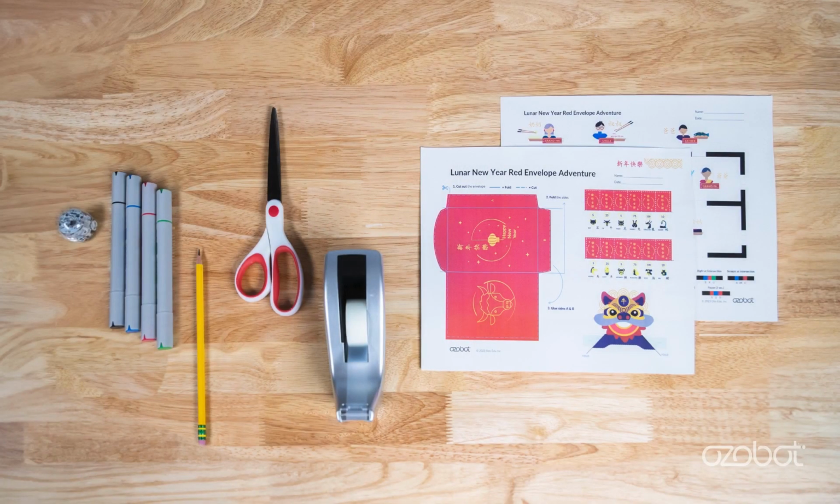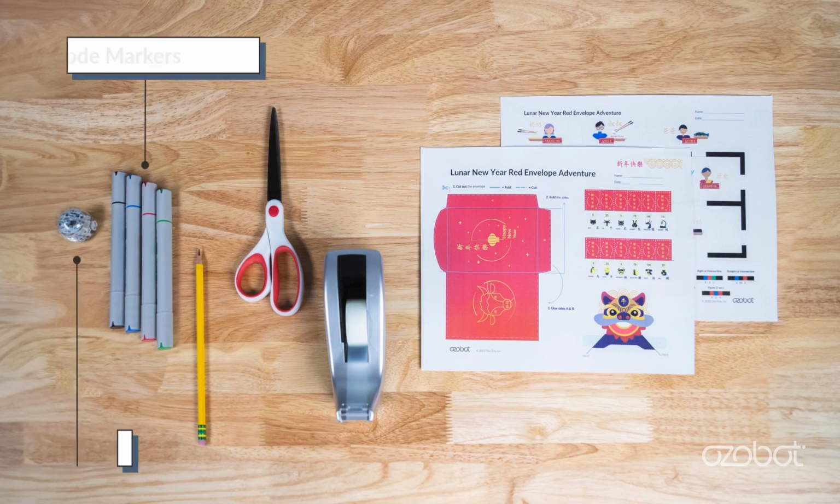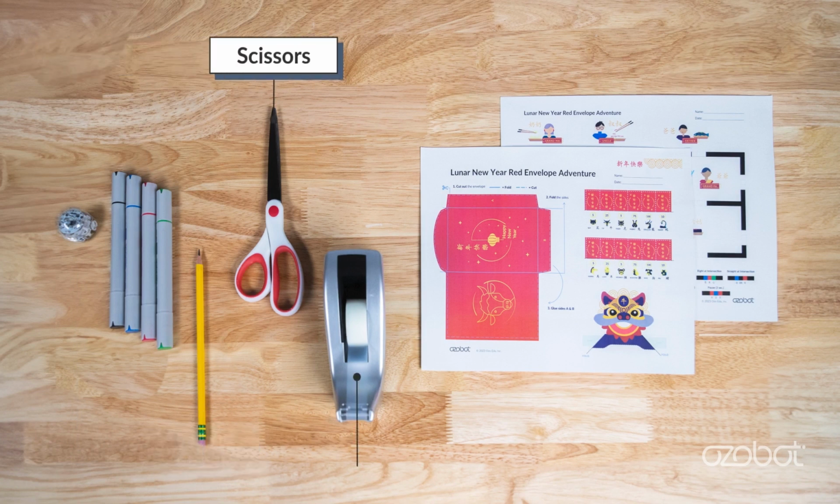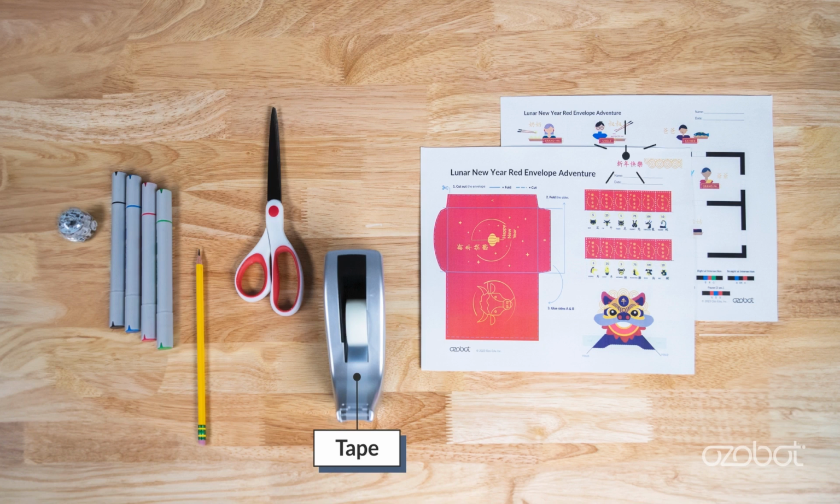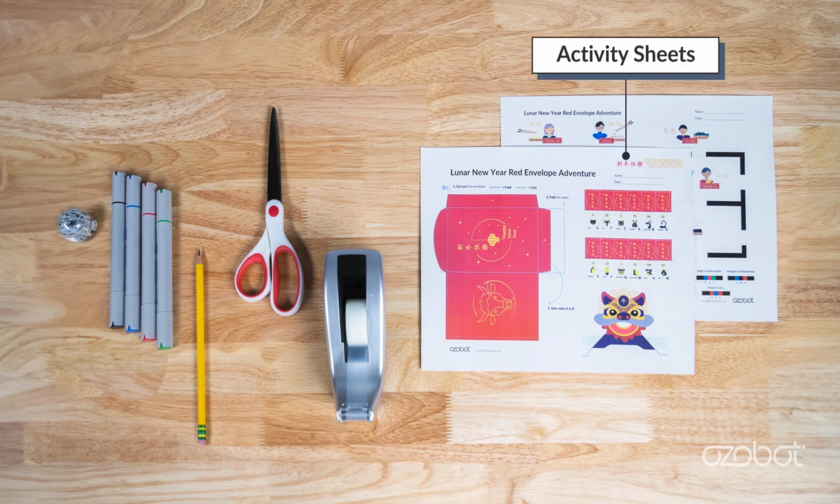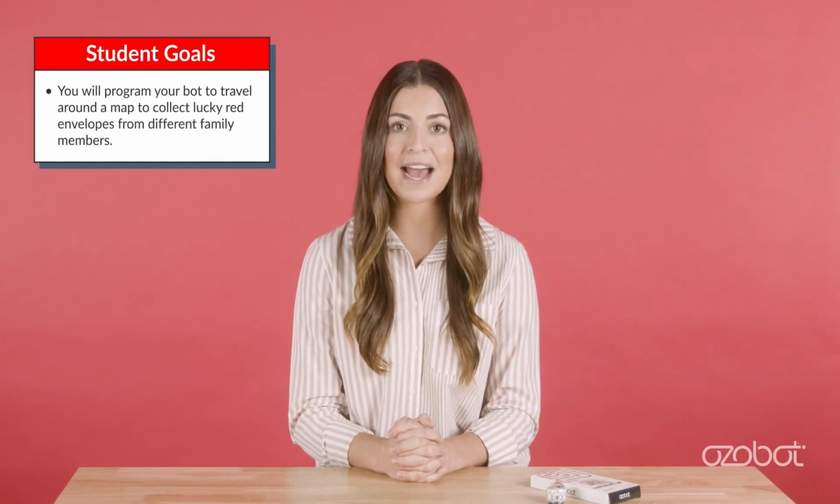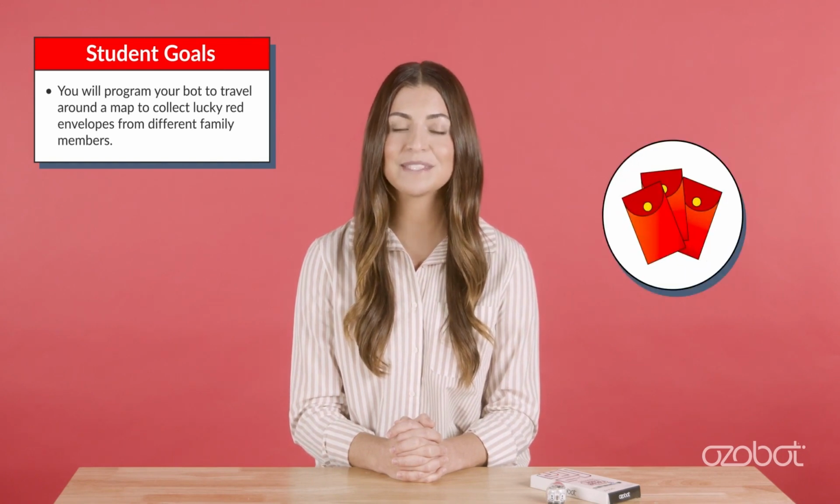For today's lesson, you will need an Ozobot fully charged and calibrated, color code markers, a pencil, scissors, glue or tape, and both pages of the Lunar New Year Red Envelope Adventure Activity Sheets. In today's lesson, you will program your bot to travel around a map to collect lucky red envelopes from different family members.